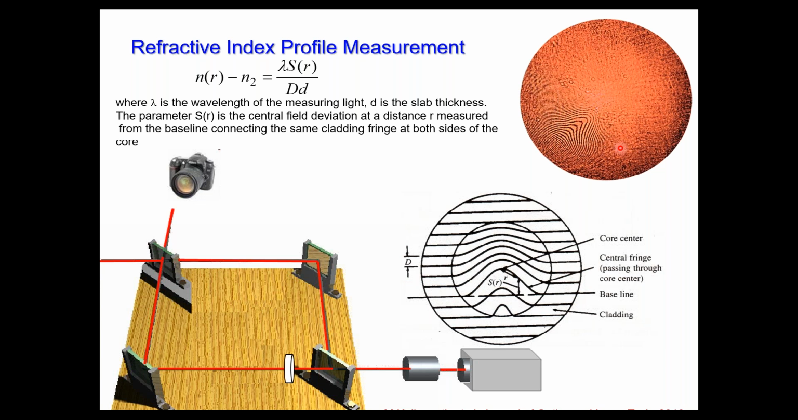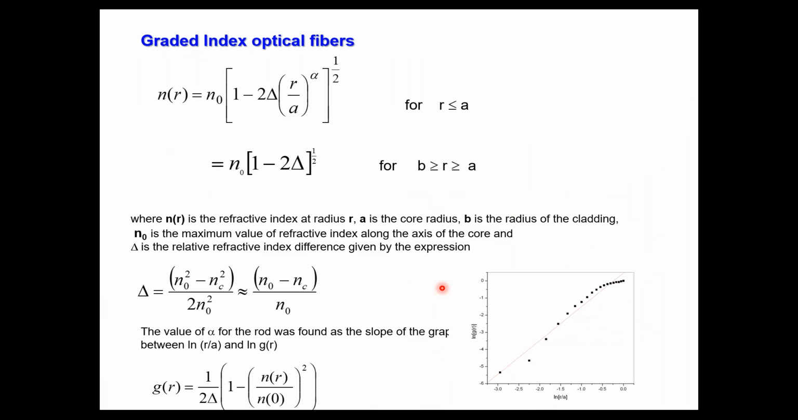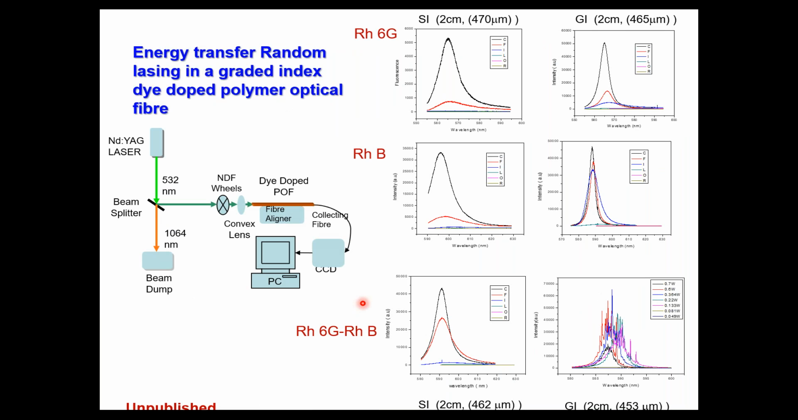So this is a method that is used for the refractive index profile measurements in this kind of rods. And this is about the calculation, the regular graded index theory. So what we have performed is that initially we performed an experiment based on two different fluorescent materials doped into those structures.